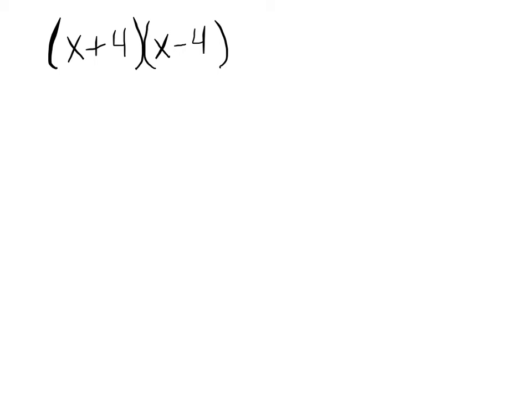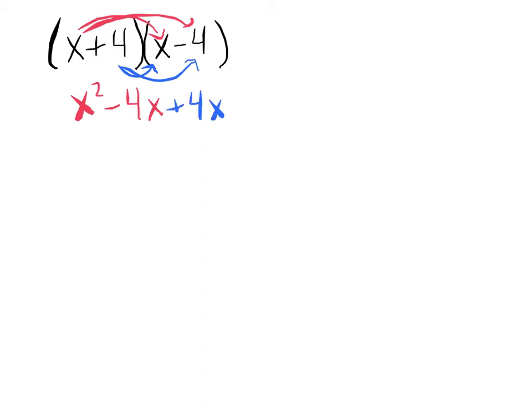Let's do this one by using double distribution first. Let's go ahead and distribute that x. So we get x times x, x squared, minus 4x. I'm going to distribute the 4. 4 times x, and 4 times -4. So when we combine our like terms in the middle, we're going to end up with x squared, and those cancel out, minus 16.